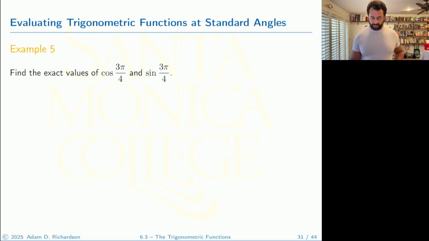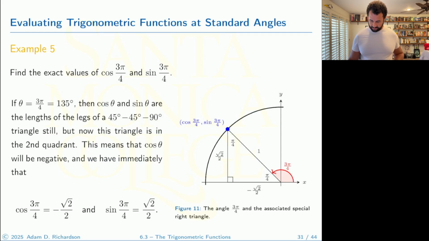Here we go. All right, sketch the angle. Remember, 3 pi over 4 is 135 degrees. So when you draw the angle, it's going to be over there. It's still going to give you a special right triangle right here. But again, it's a multiple of 45 degrees. It's a multiple of pi over 4. So you're going to have a 45, 45, 90 triangle. The legs are going to be root 2 over 2. The only catch here is that this one is going to be negative because you're in the second quadrant, so the x coordinate is going to be a negative value right there.